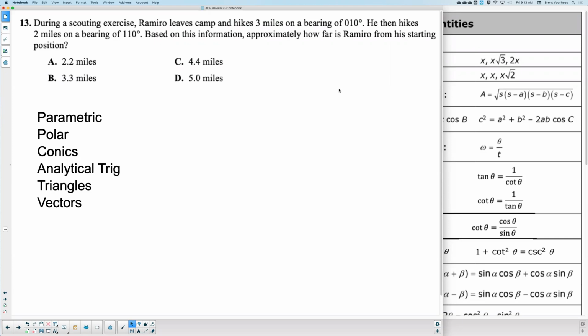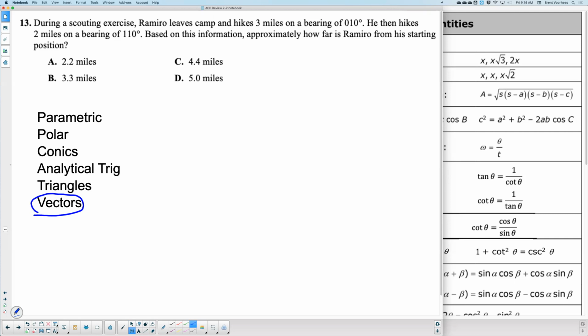All right, 6 types of problems. What type is this one? So I got 1 vote for vectors. Does it say the word vector? So how do you know it's a vector? There's a direction and a magnitude. There's actually 2 directions and magnitudes. And so what vectors do, as we've learned throughout the years, vectors all add together. And so this is a vector problem.